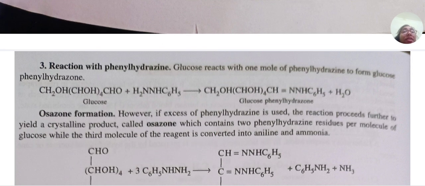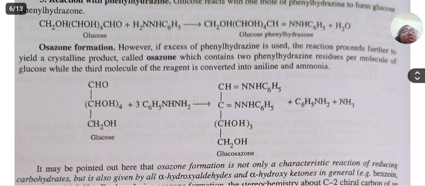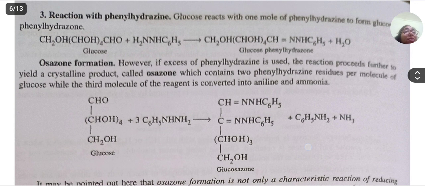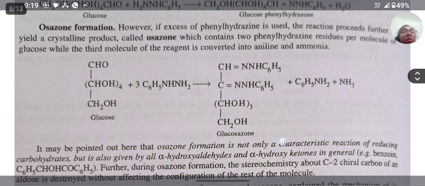Reaction with phenylhydrazine. Glucose reacts with 1 mole of phenylhydrazine to form glucose phenylhydrazone. Glucose plus H2N-NHC6H5 gives CH2OH(CHOH)4CH=N-NHC6H5 plus H2O. Osazone formation. However, if excess of phenylhydrazine is used, the reaction proceeds further to yield a crystalline product called osazone, which contains 2 phenylhydrazine residues per molecule of glucose, while the third molecule of the reagent is converted into aniline and ammonia. Glucose is converted into glucosazone.